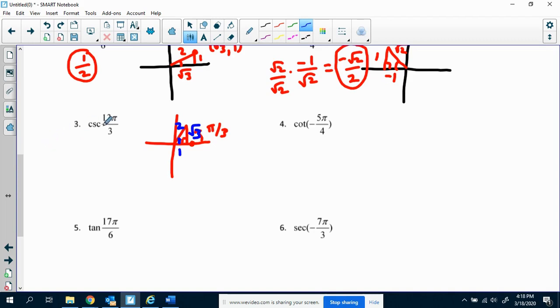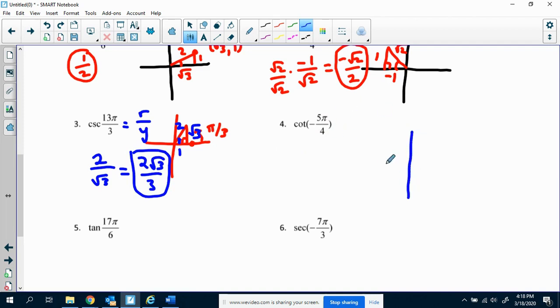Cosecant of an angle is going to equal the hypotenuse or the radius divided by y, because it's basically the reciprocal of sine. So that's 2 divided by the square root of 3, and I would use a FFU, multiplying the top and bottom by the square root of 3 to get it as a rationalized denominator. So I have 2 root 3 over 3.